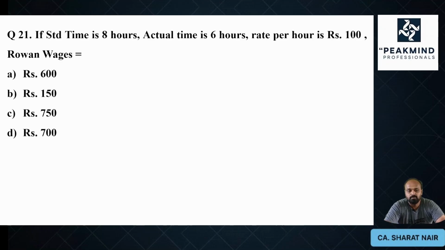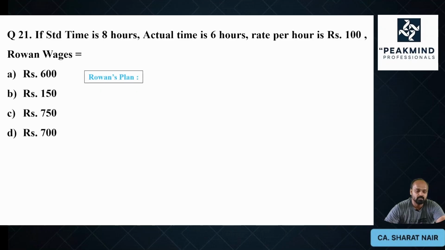Next question, question number 21. Here they are asking us to find out the wages under the Rowan's scheme. If the standard time for a work is 8 hours and actual time taken is 6 hours, so effectively 2 hours the particular worker has saved, and the rate per hour given is 100 rupees.